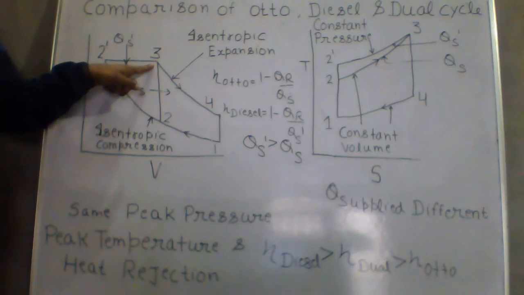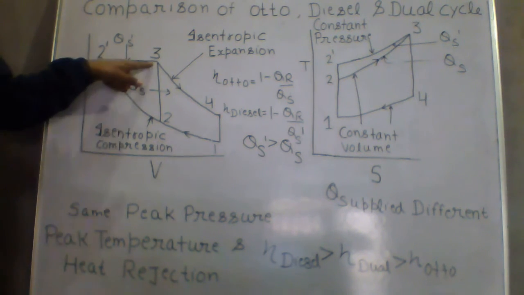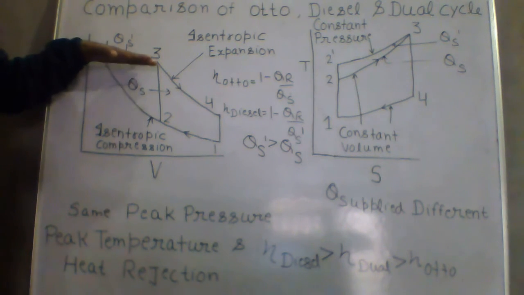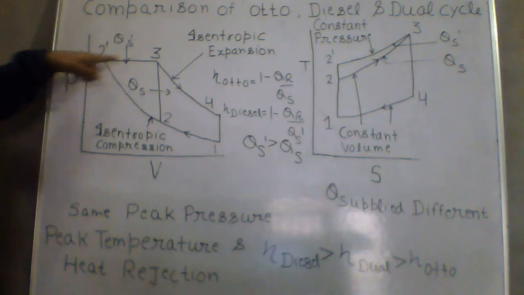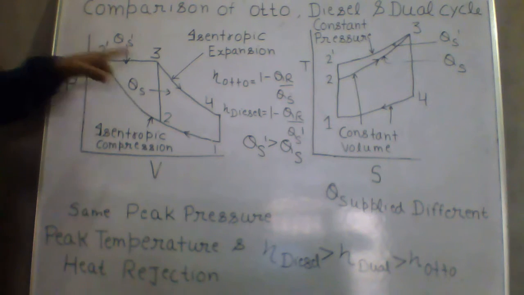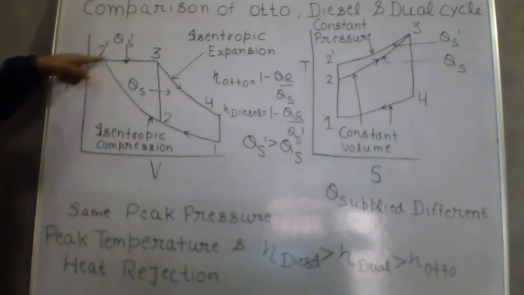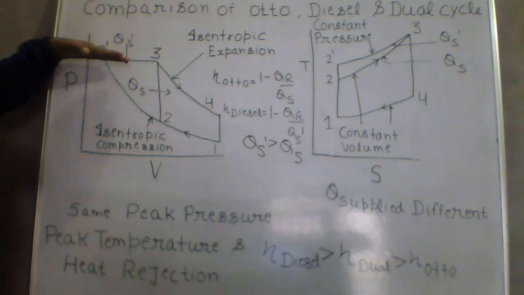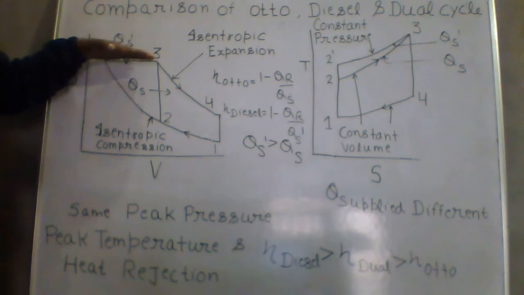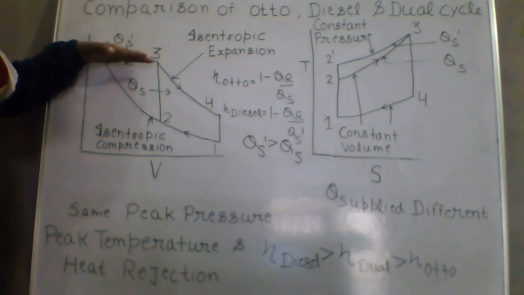And the same you can see in the diesel cycle. 1 to 2 dash is your compression, 2 dash to 3 is your heat addition. In diesel, the heat addition is at constant pressure, so 2 dash and 3 are at the same pressure. So this is the maximum pressure. In the Otto cycle, point 3 is the maximum pressure. In the diesel cycle, 2 dash to 3 is the maximum pressure. So in both cycles, the peak pressure is same. So one condition is satisfied.